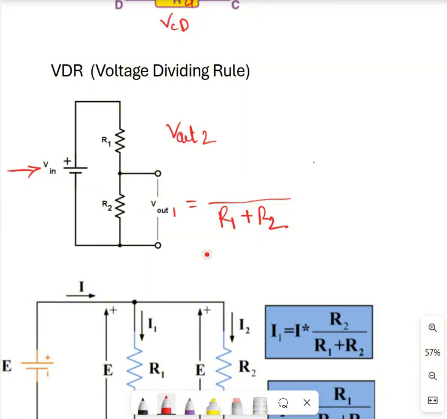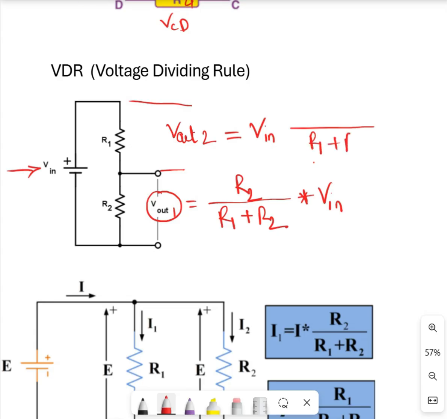And we have to find the value with respect to this resistor. So here definitely this R2, and here the V in. Same as if you'd like to find the value here, the voltage V out 2 is equal to V in, and the bottom will be R1 plus R2, and the reference one is R1, so we have to write down the value of R1. This is actually the VDR.